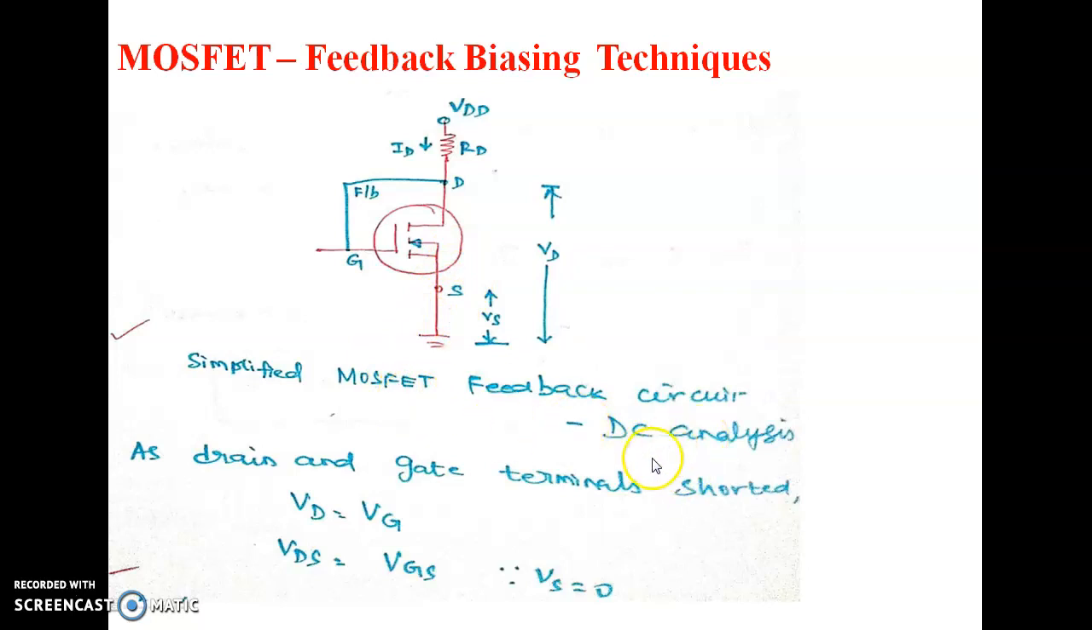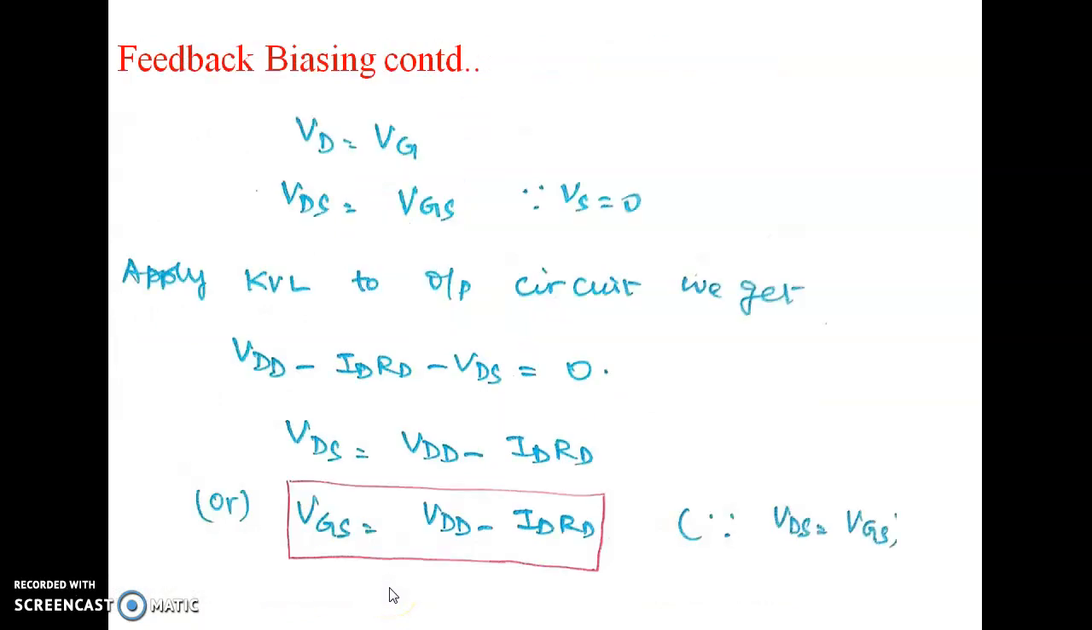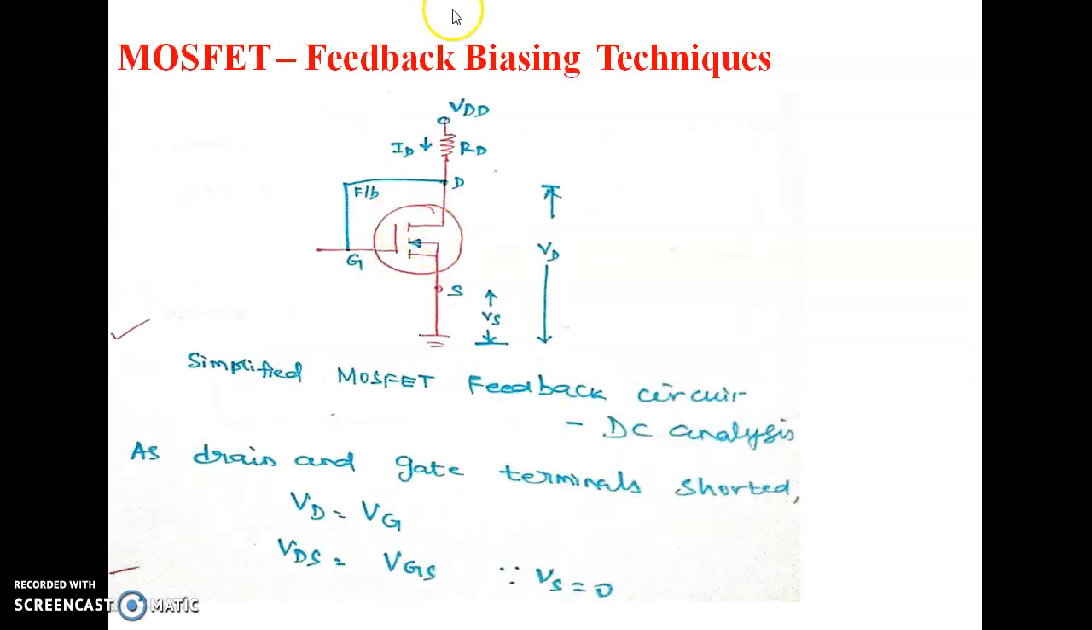Let us go for the DC analysis. As the drain and gate terminals are shorted, VD is equal to VG, that is, the drain source voltage is equal to the gate source voltage. Why do we concentrate on this VDS and VGS? Because your operating point, the Q point, depends on VDS and VGS.